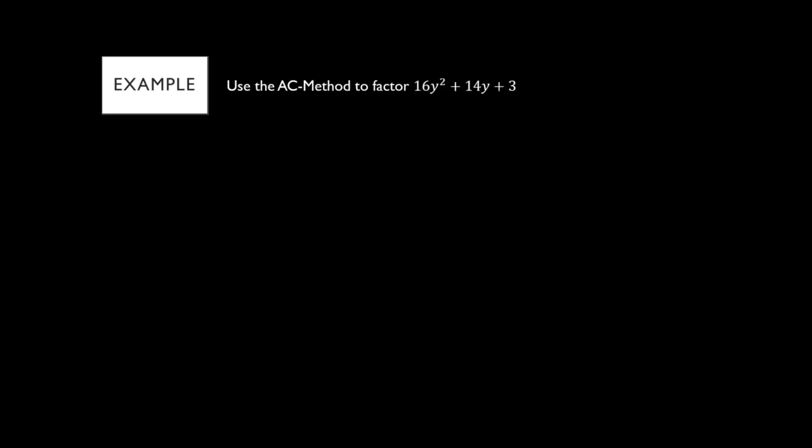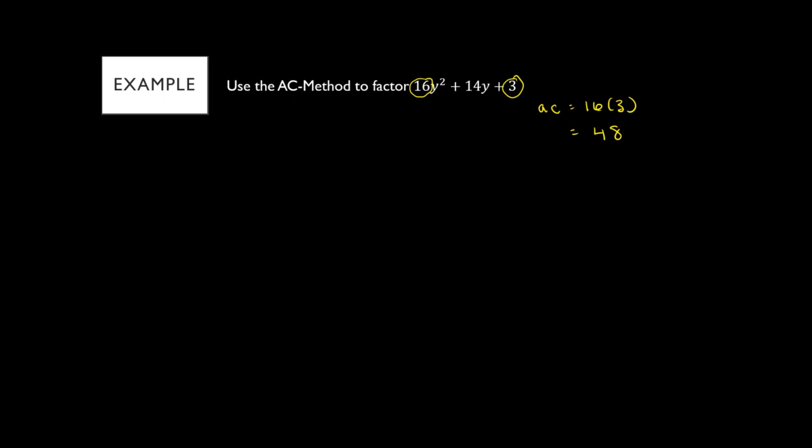So, second example here where we do have a number in front of the y squared. We've got 16y squared plus 14y plus 3. So there's no greatest common factor to factor out. There's nothing in common between 16, 14, and 3. So we start by multiplying a, which is 16, by c, which is 3. So a times c is 16 times 3, which gives us 48.